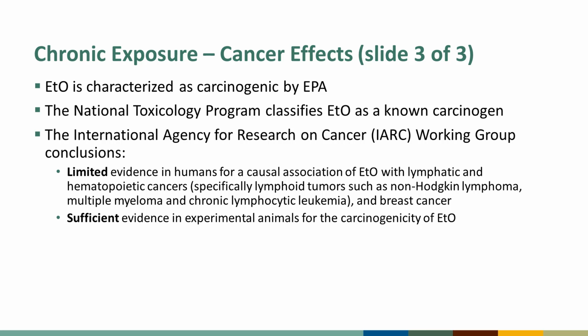In addition, the National Toxicology Program within the U.S. Department of Health and Human Services classifies ETO as a known human carcinogen. The International Agency for Research on Cancer Working Group concluded that ethylene oxide is a Group 1 carcinogen to humans. They noted limited evidence in humans for a causal association of ethylene oxide with lymphatic and hematopoietic cancers, specifically lymphoid tumors such as non-Hodgkin lymphoma, multiple myeloma, and chronic lymphocytic leukemia, and breast cancer, but noted sufficient evidence in experimental animals for the carcinogenicity of ethylene oxide.